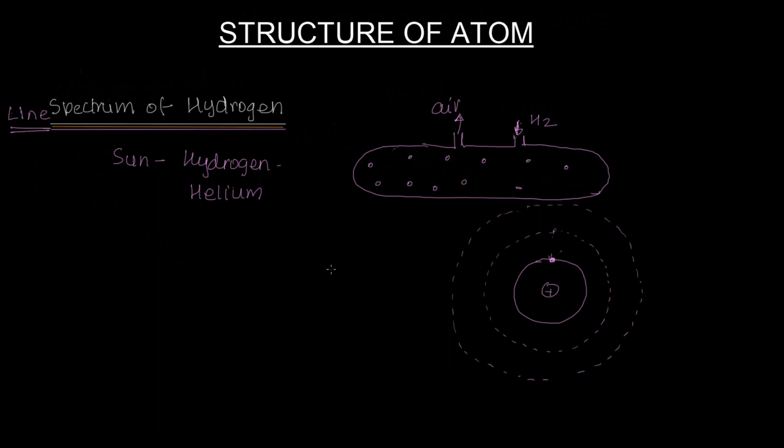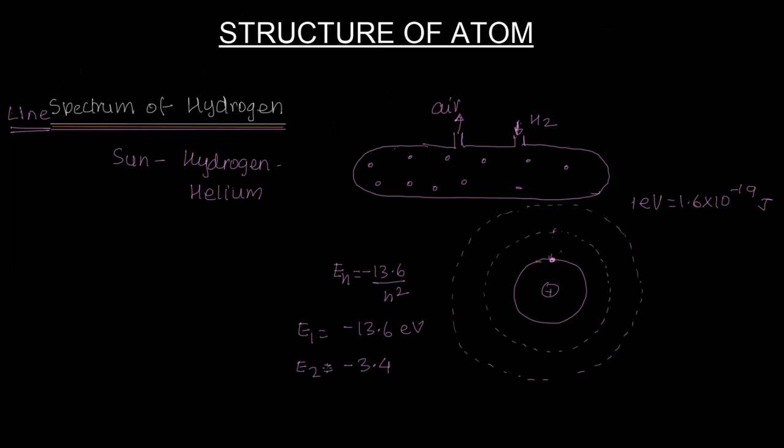So we know that the energy in the nth orbit is given by minus 13.6 upon n square. So for n equal to 1, the energy of the electron in this orbit was minus 13.6 electron volts, and E2 straightaway increased to how much? Minus 3.4. So there is a difference of 10.2 electron volts. 1 eV, as we know, is equal to 1.6 into 10 to the power minus 19 joules. That is 1 eV.